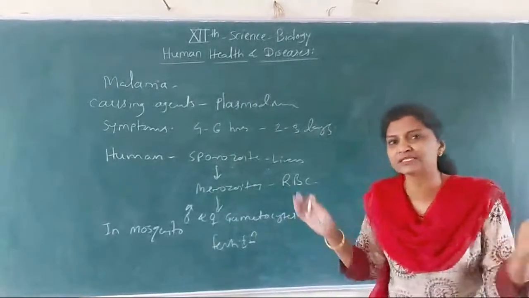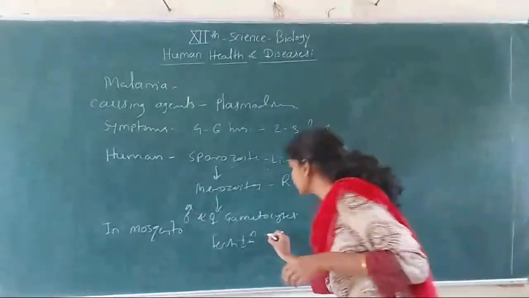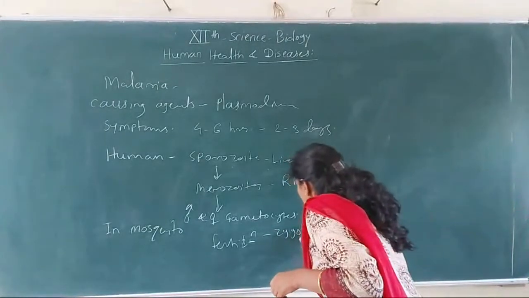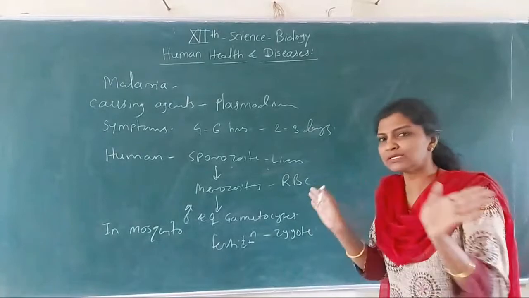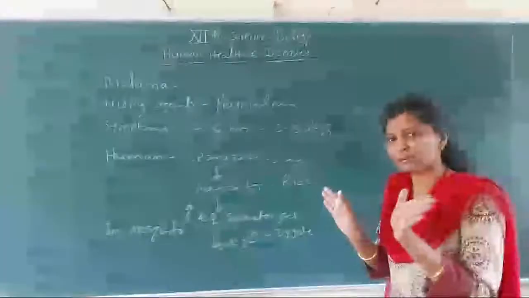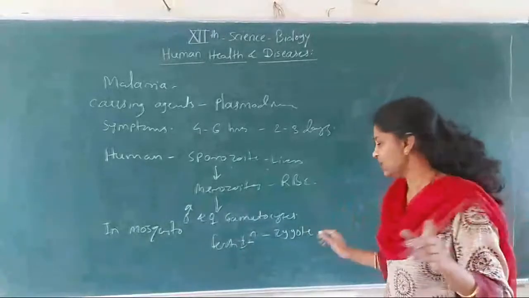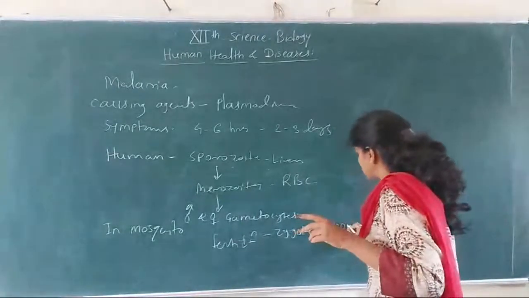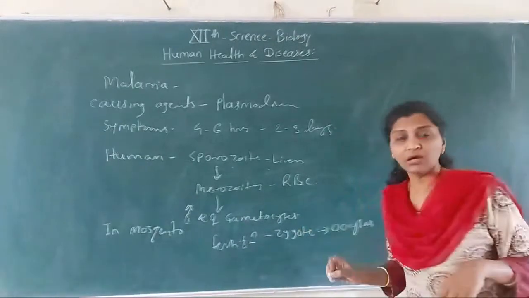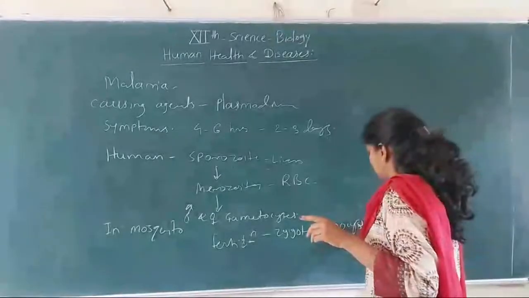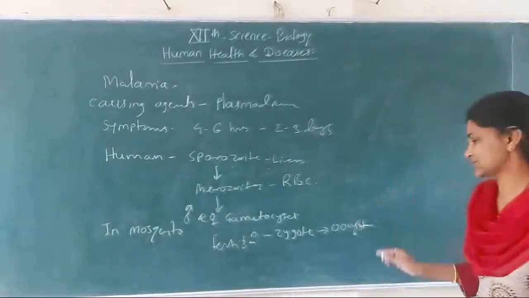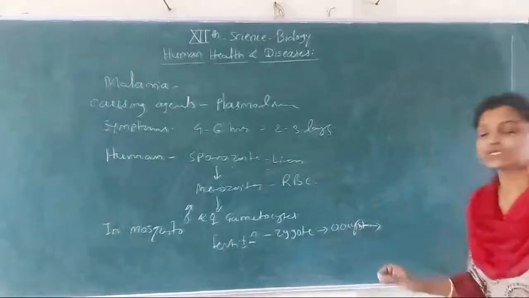That is fertilization of these two cells resulting into a zygote. त्याच्यापासून zygote तयार होईल in gut. It remains in the wall of the gut. तो गटच्या वॉल मध्ये जाईल and develops into an oocyst. So the oocyst bursts into sporozoites.